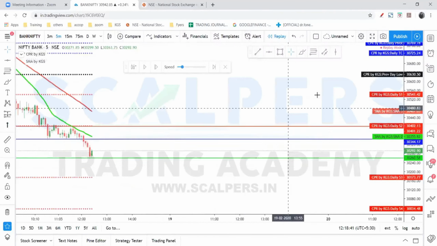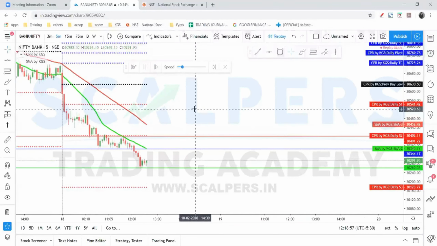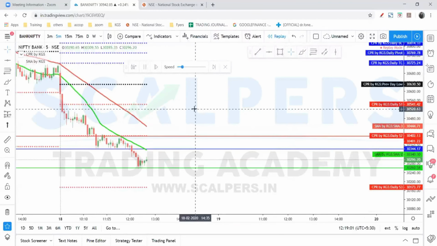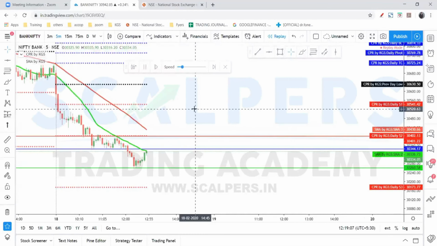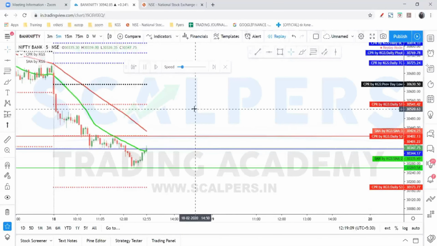See, this is how you have to trade a falling railway track pattern. Each and every time you just mark the day low. When the day low is broken, you can take a safe entry.